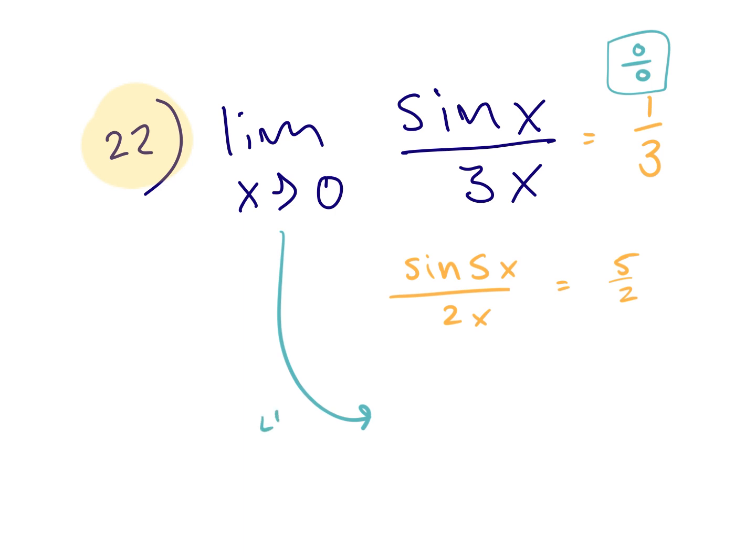So I would take the derivative of the numerator and the denominator separately. What's the derivative of sine of x? Cosine x. What's the derivative of 3x? 3. From here, we can plug in 0. What's the cosine of 0?